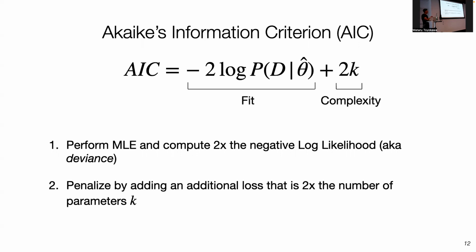And then we just penalize for complexity by taking 2 times the number of parameters. So here, the number of parameters is used as a proxy for the degree of complexity of the model. It works really well, for instance, with this polynomial example I showed you earlier, where adding higher degree polynomials requires adding more parameters, adding more complexity to the model.